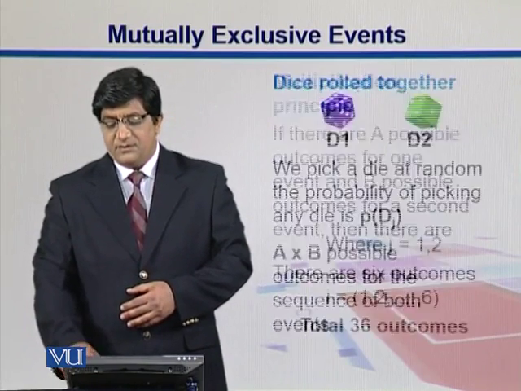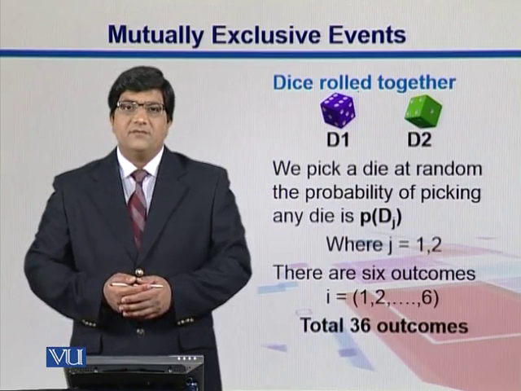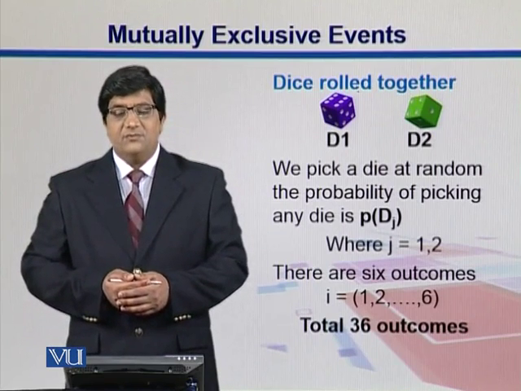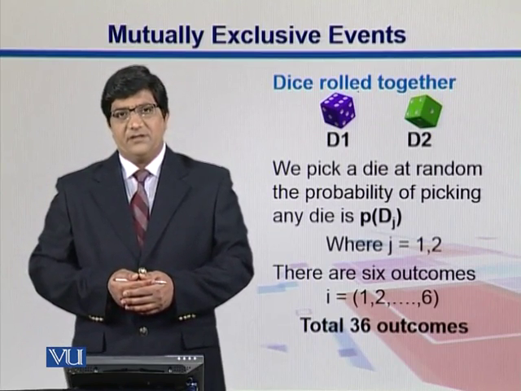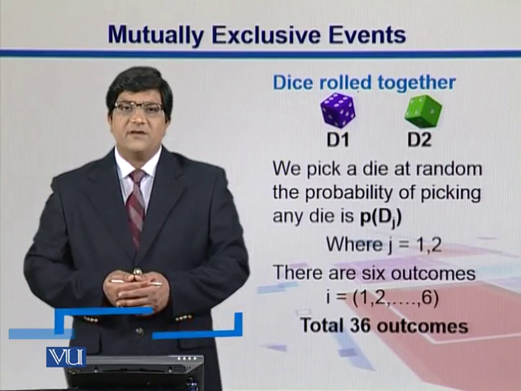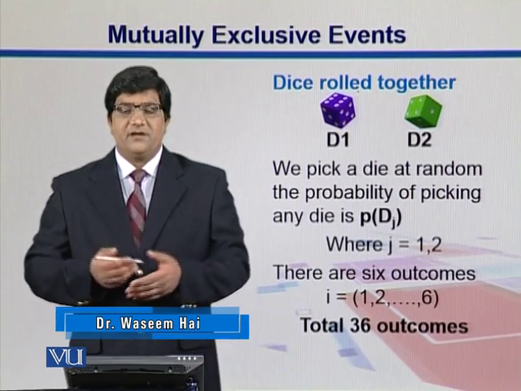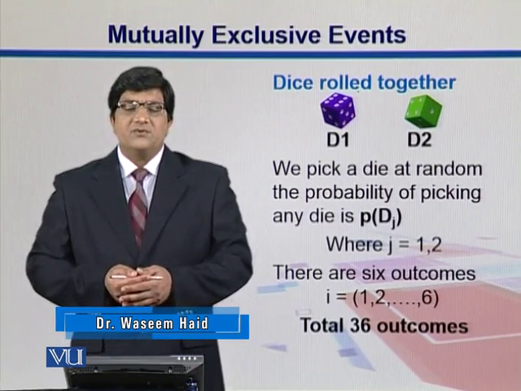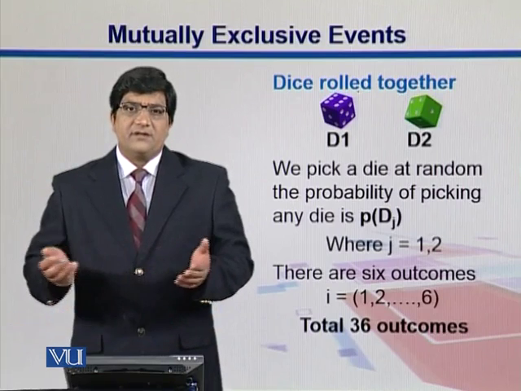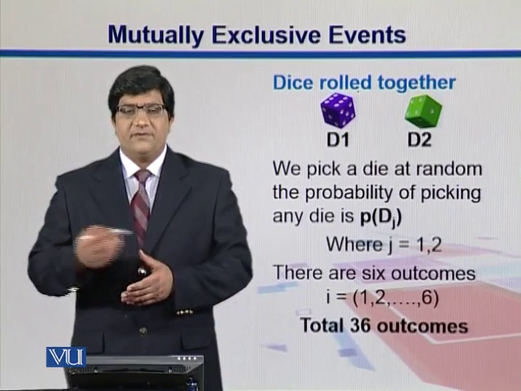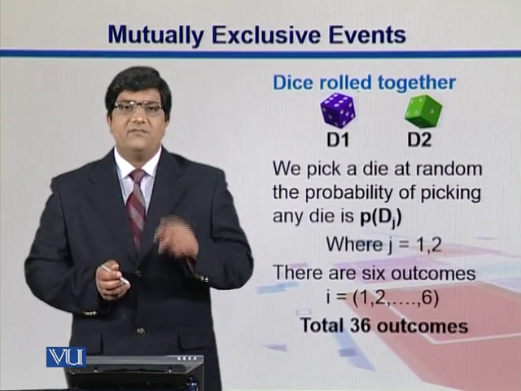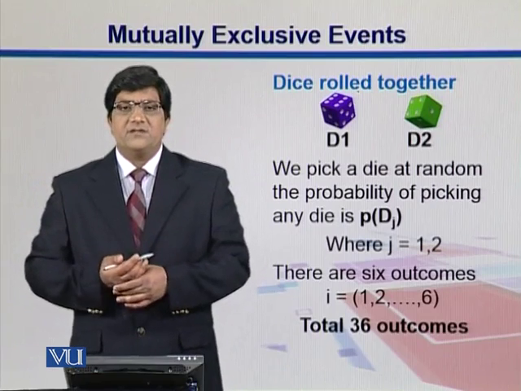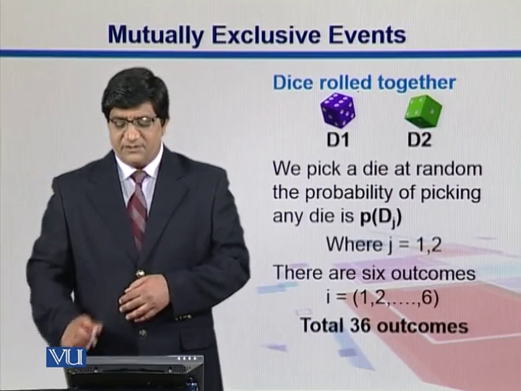For example, we take two dice. Plural is dice and singular is die. When two dice are rolled together, D1 and D2, we know that for each of them there are six different events, like we can get either 1, 2, 3, 4, 5 or 6 from each of them. So if we roll them together, we can have 36 different possible outcomes. For example, we can have 1 from one die and 6 from another, and in this way we can have 6 into 6, 36 different combinations.